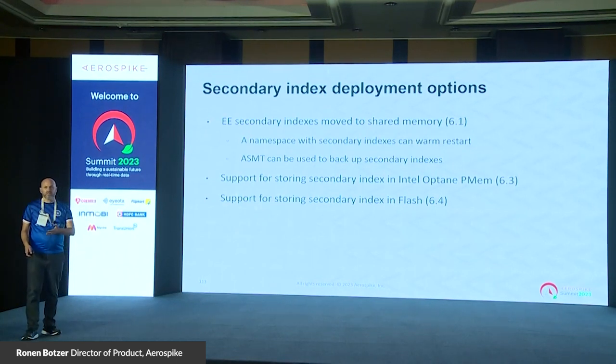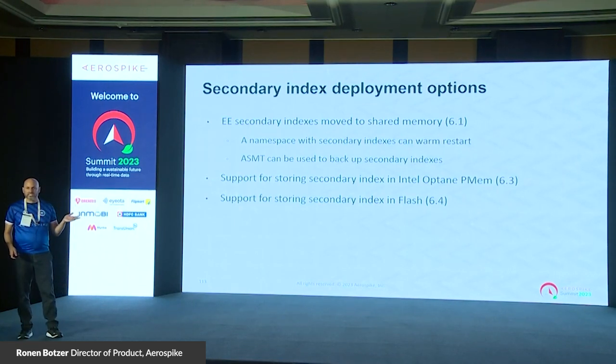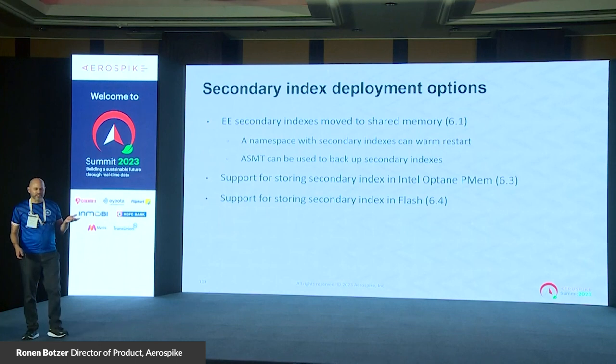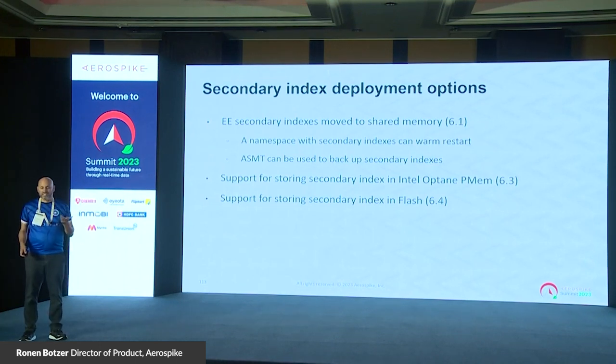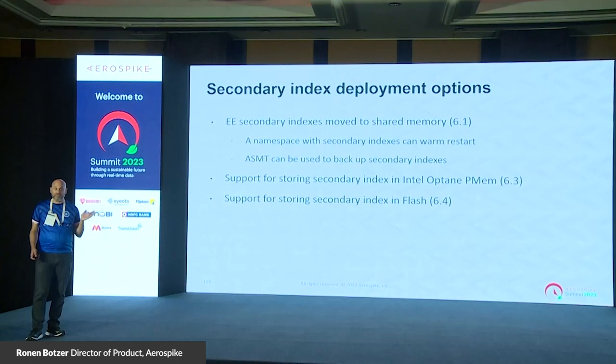You could just save those to disk and then recover them from disk for a much faster restart cycle. So in 6.3, we added the ability to put secondary indexes in persistent memory, which unfortunately is a technology that is dying, but still really awesome if you can get your hands on that hardware. And then the last thing is, in the last release, we added the ability to do secondary indexes on flash.